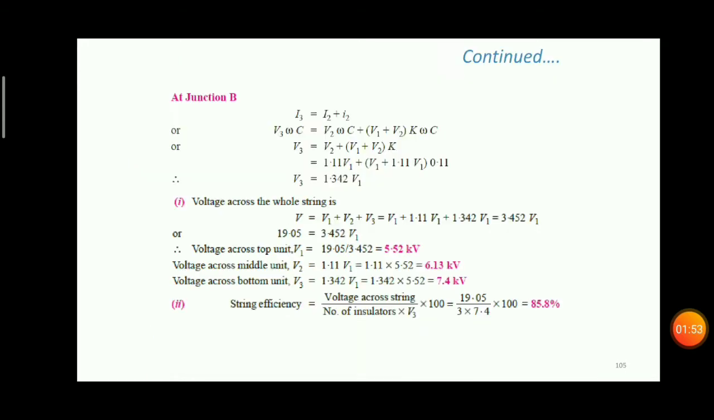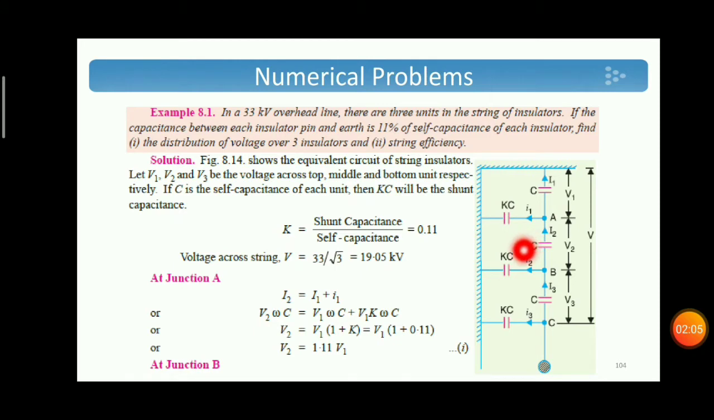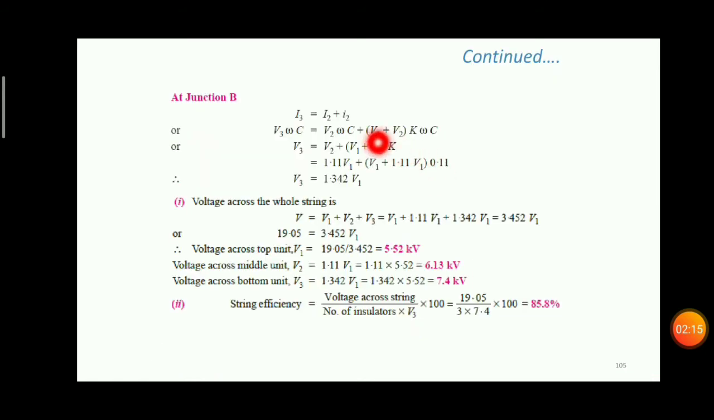Now we can consider junction B. At junction B, I3 equals capital I2 plus small i2. So V3 omega C equals V2 omega C plus, here the voltage across point B and the earth point is V1 plus V2, so (V1 plus V2) into K omega C. So V3 equals V2 plus (V1 plus V2) into K. Substitute the value of K. Then we will get V3 equal to 1.34 times V1.